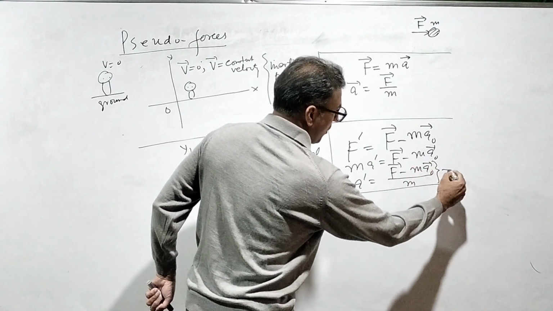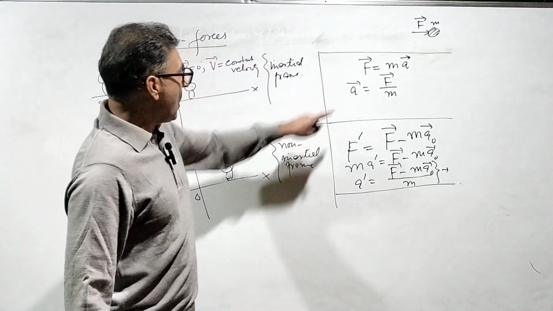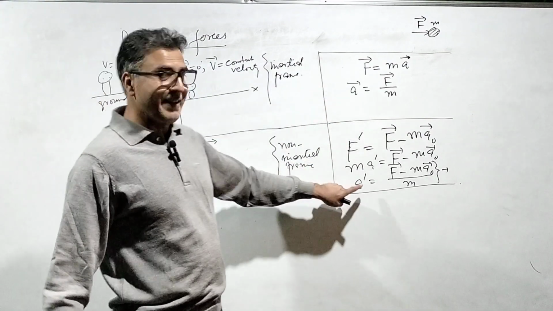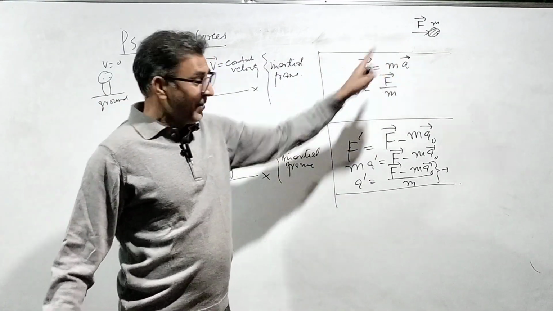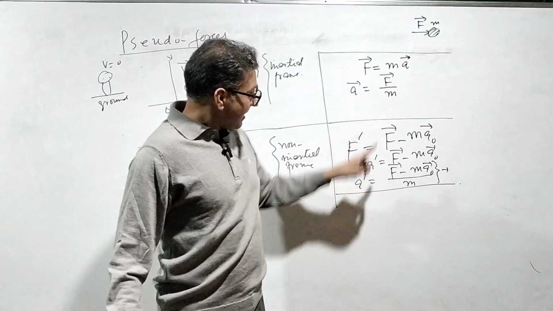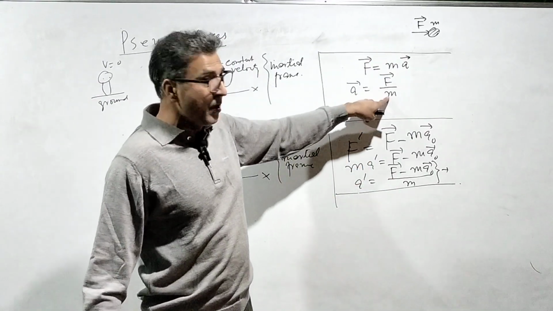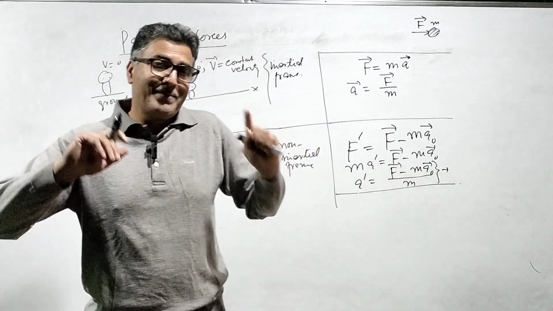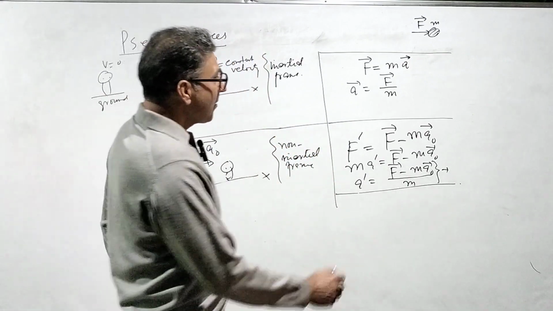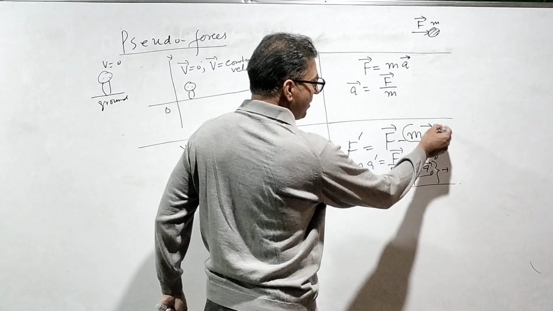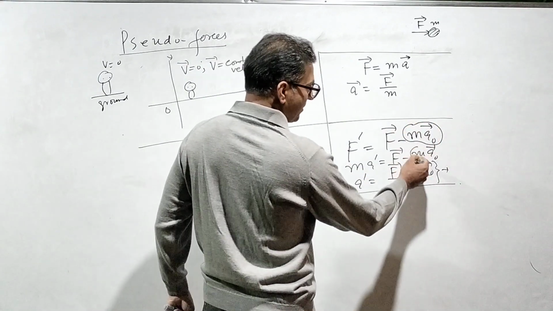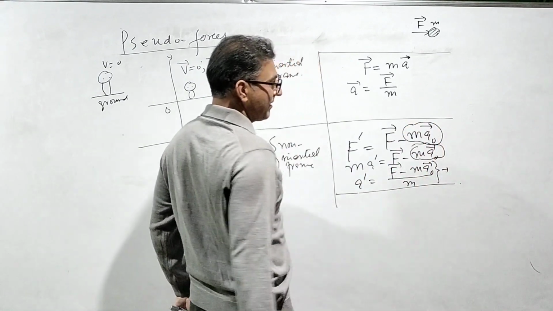This is the acceleration observed by him, not this. So he will feel a different acceleration on the object. He will say the object has this acceleration, and the other will say the object has that acceleration. Both are right in their own frames of reference. So what is this force? This force has no real agent.